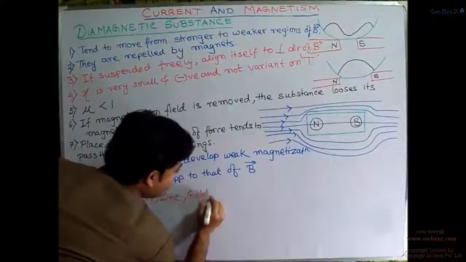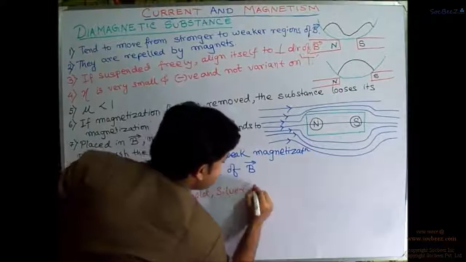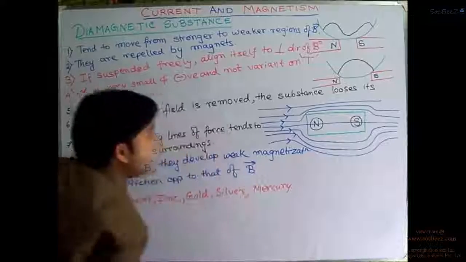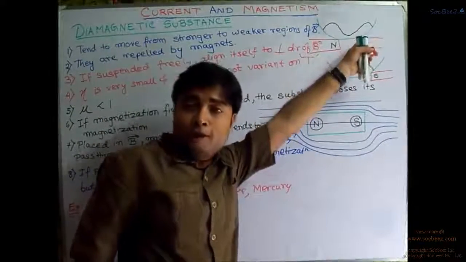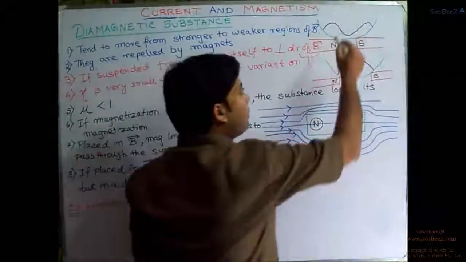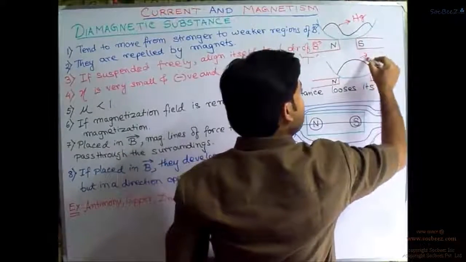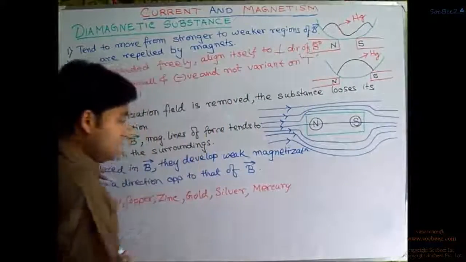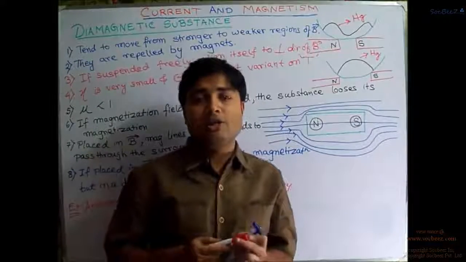Say gold, silver, mercury. As we were telling initially about diamagnetic liquids, mercury could be taken as an example for this, right? So we can take the example that it is Ag or mercury, because Ag, as we see, is an example of a diamagnetic substance, right?